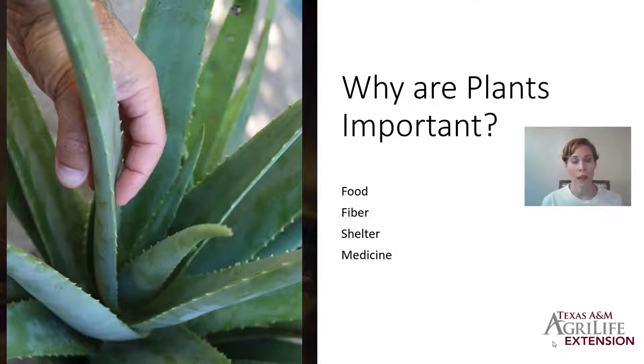So if you've ever cut yourself or you've burned yourself, or you had a really bad sunburn one summer, if your parents are growing aloe vera outside, I bet you they went outside and popped off a piece of one of these leaves, and inside of that is a really slimy pulp that feels really good on burns and cuts and things like that. So that's a really popular plant that we use for medicine.